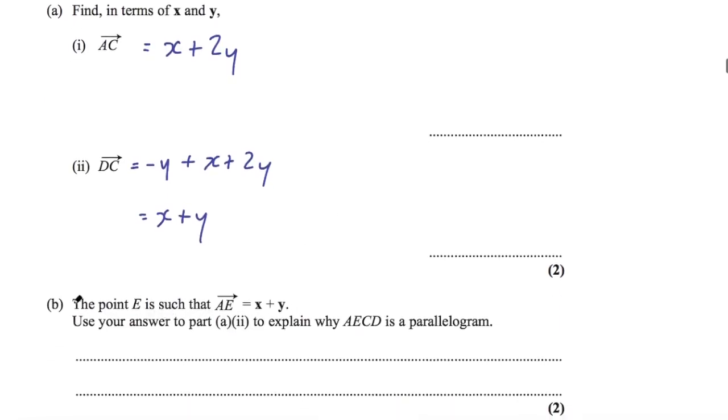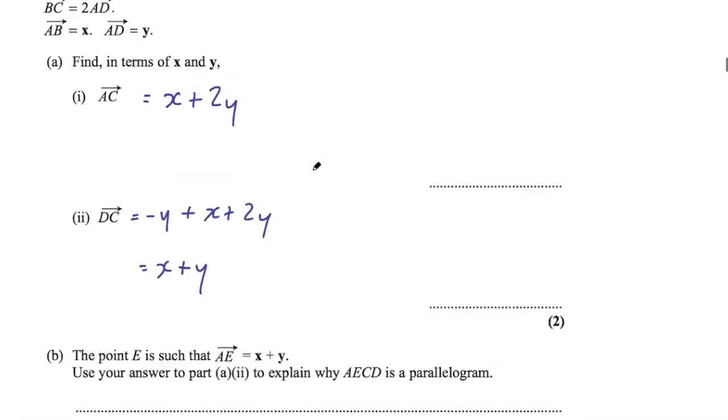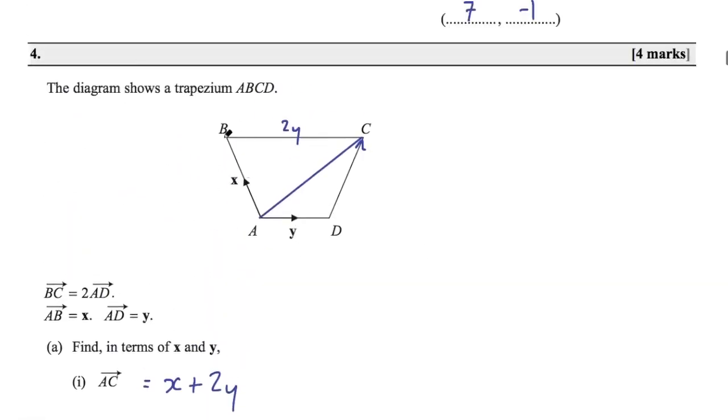Part B says the point E is such that AE equals x plus y. Use your answer to part A2 to explain why AECD is a parallelogram. Okay, so AE equals x plus y. X plus y will be here somewhere. Let's just rub that out. So E is going to be about here. So that's y in there.